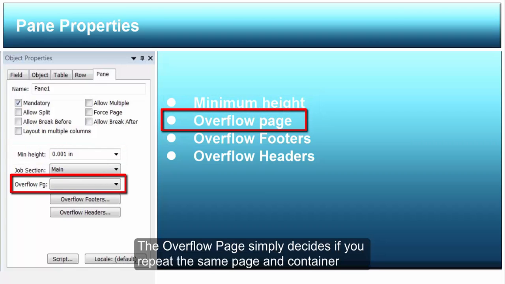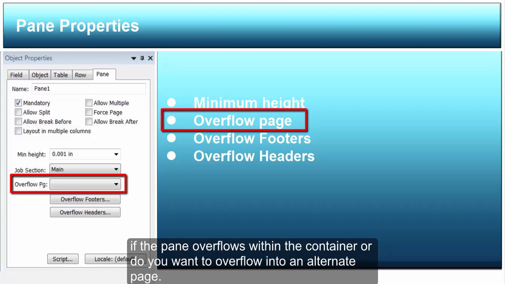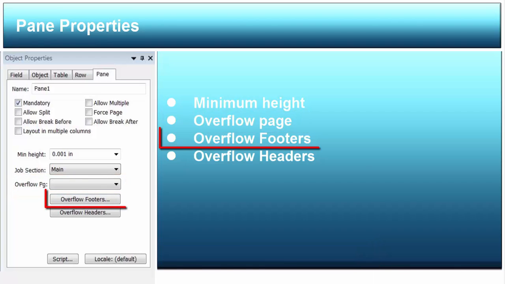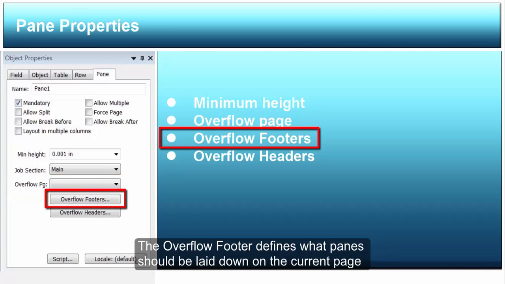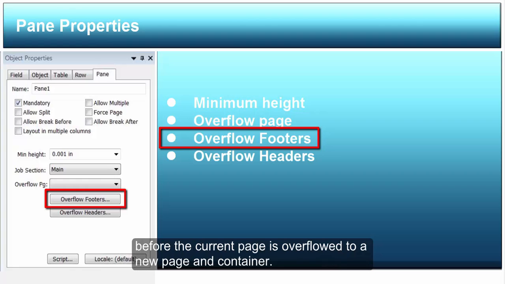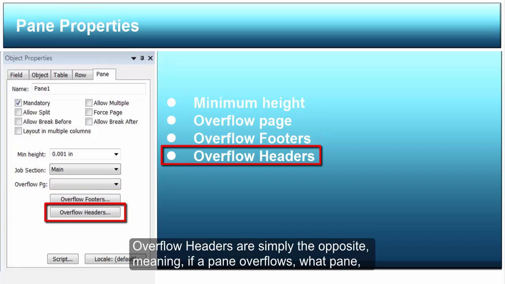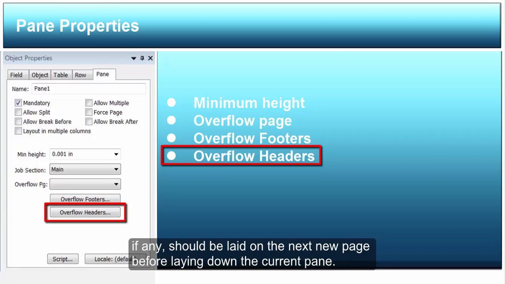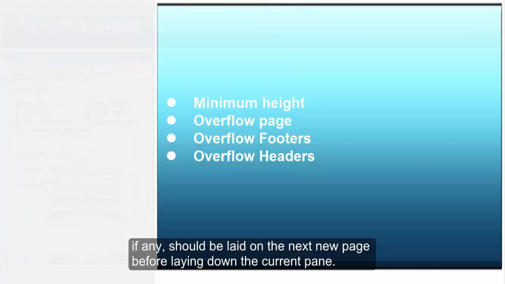The overflow page simply decides if you want to repeat the same page and container if the pane overflows within the container, or do you want to overflow into an alternate page? The overflow footer defines what panes should be laid down on the current page before the current page is overflowed to a new pane and container. Overflow headers are simply the opposite, meaning if a pane overflows, what panes, if any, should be laid on the next new page before laying down the current pane.